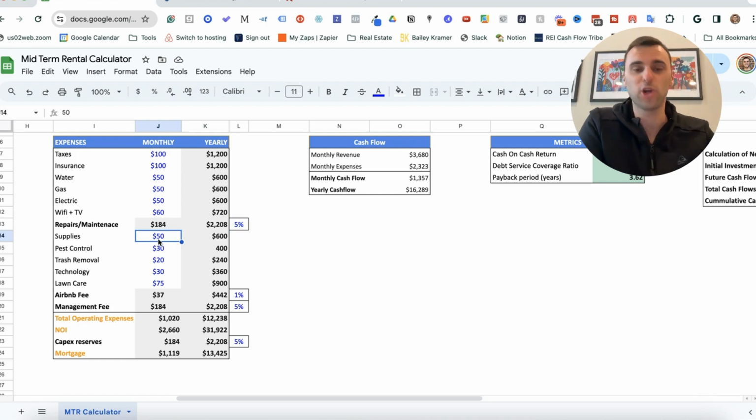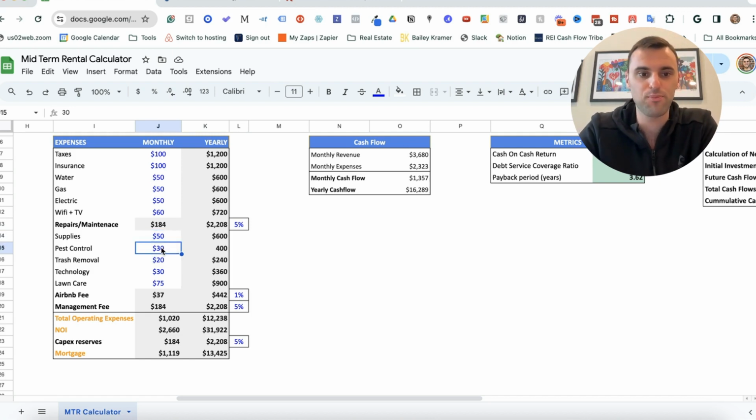Supplies, this could be toilet paper, sheets, towels, all the basic amenities. Now, as midterm rentals, we don't provide supplies for their entire stay, but we just provide a nice starter pack. So no, you're not going to be spending $50 every single month, most likely, but it will average out to roughly $50 a month. Again, just depending on the size of your unit.